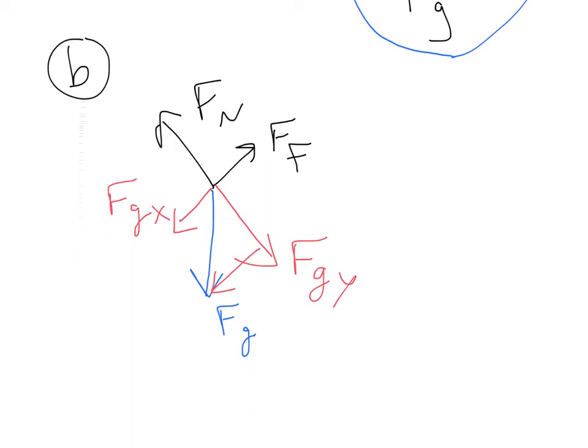There are a few things we know about this picture. First of all, Fn and FGY have to be equal to each other because there's no acceleration happening into or out of the hill. The question is, how do Ff and FGX compare? And once we know that, we can figure out the acceleration.